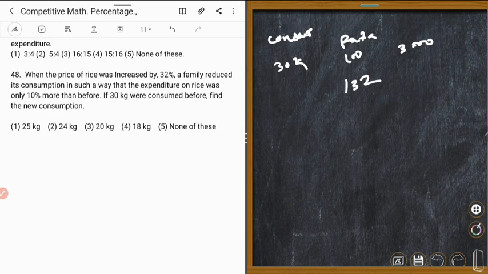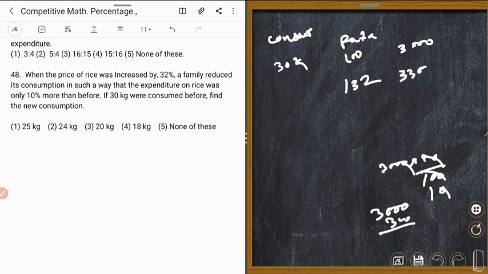A family reduced its consumption in such a way that the expenditure on the rice was only 10% more. 10% of 3000 is 300. That means 3000 plus 300 is equal to 3300. Right? This is the new spending. This is the new rate, and expenditure divided by rate is the consumption.